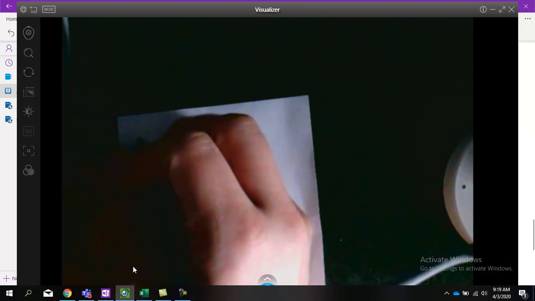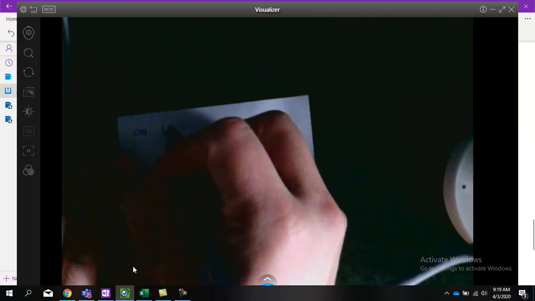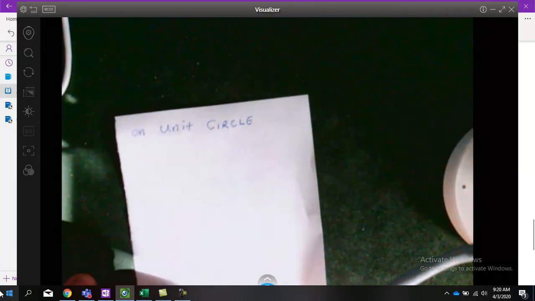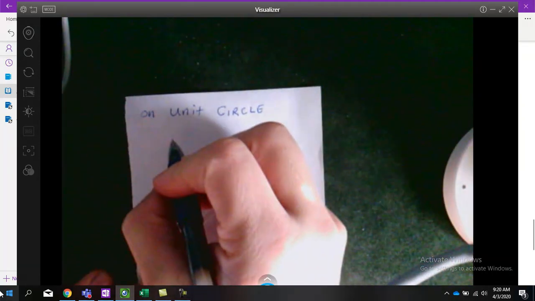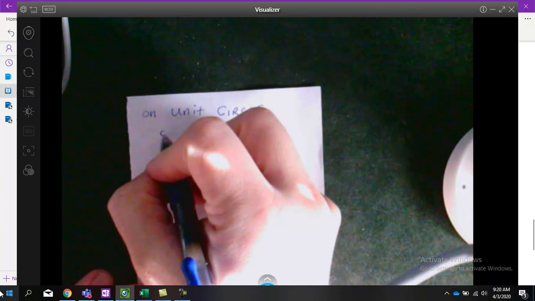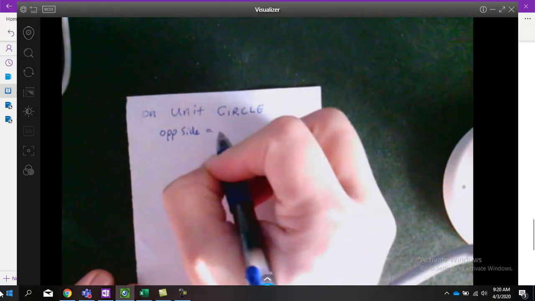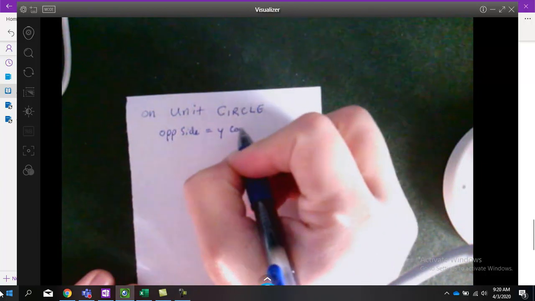The first thing is that on the unit circle, the light just got down. Let me flip the light here. Oh, the light's already on. Sunlight's going down. On the unit circle, get some sunlight back. On the unit circle, specifically, the opposite side is equal to the y coordinate.